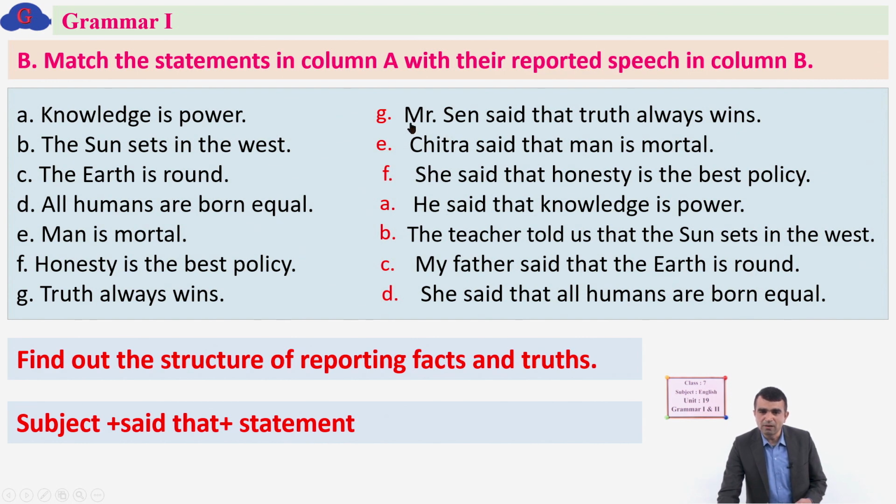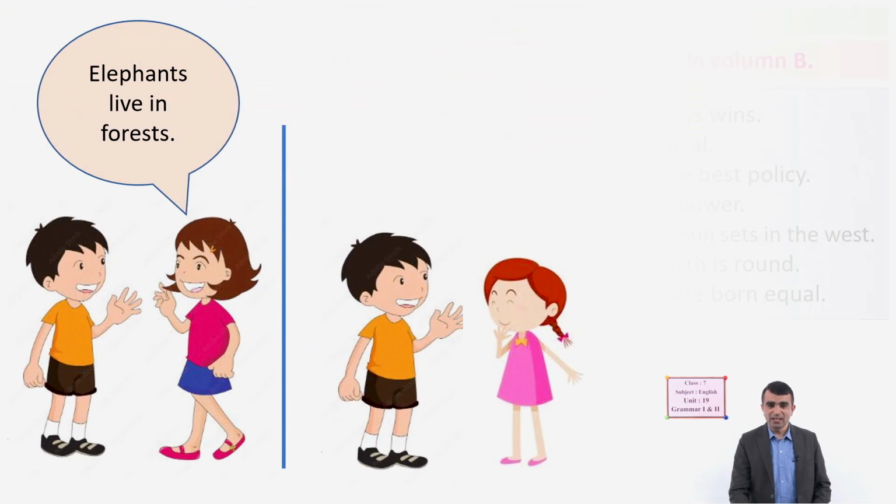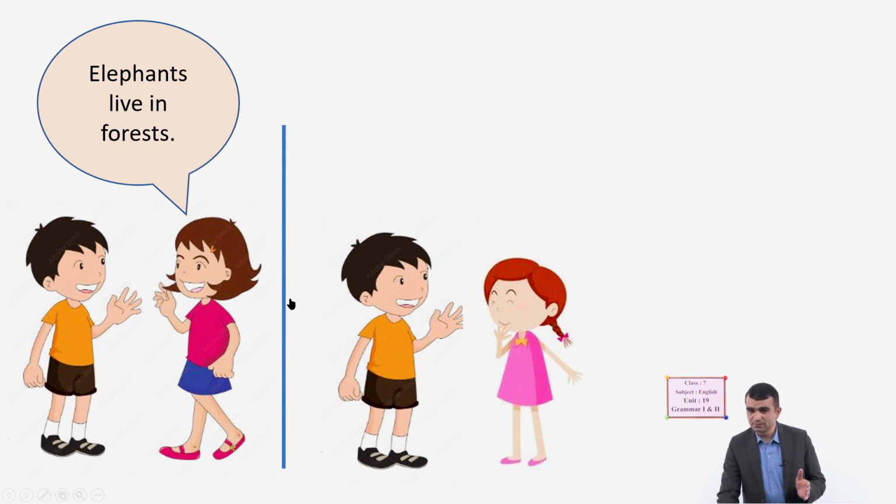Okay, here subject said that statement. If you see here, Mr. Sen said that, and truth always wins comes from here. Statement G. Is it so? Yes. Now you can report any statement this way, can't you? Good. Now let's see another example. Okay. Here in this example, you can see two sets of picture. In both picture, a girl and boy are talking. In first picture as well, in second picture as well.